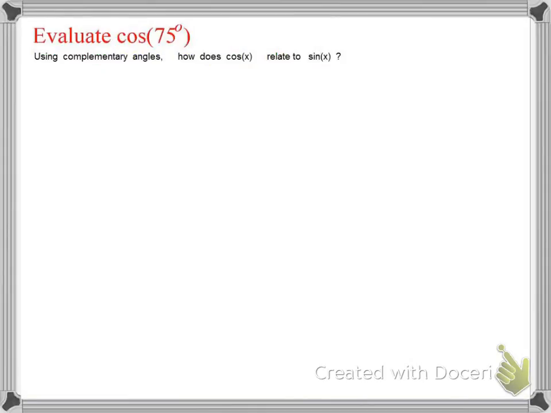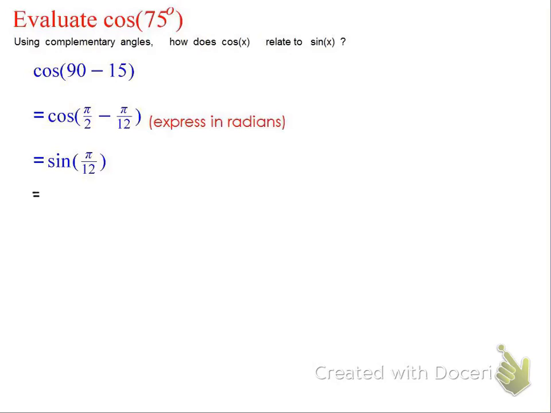Now, one more to finish it off. This is a nice easy one. Here's an odd angle, cos of 75 degrees. We're not used to working with 75 degrees, so let's see what we can change that to. First off, let's use complementary angles. How does cos and sine relate? Well, cos of 90 degrees subtract 15. Well, that's really how we can represent 75 degrees. Subtraction away from 90 degrees.